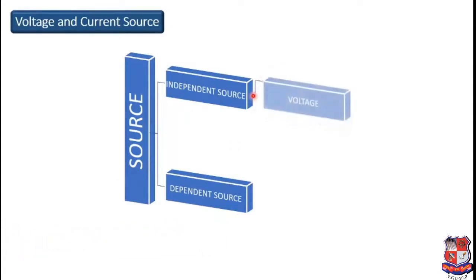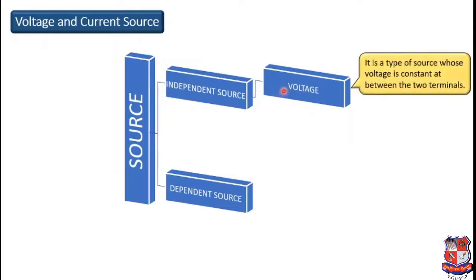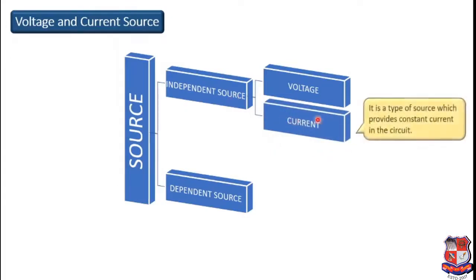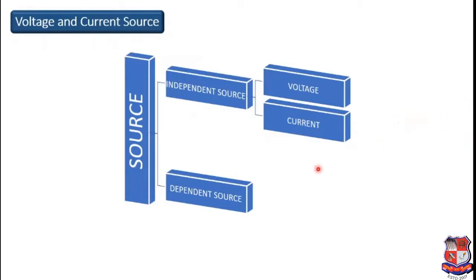Now the independent source is further classified into a voltage source. It is a source whose voltage is constant between the two terminals. And similarly the current source is a type of source which provides constant current in the circuit. Now let us see about dependent sources.